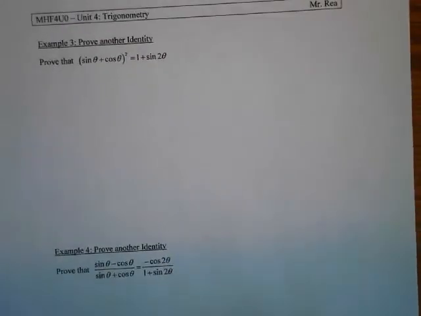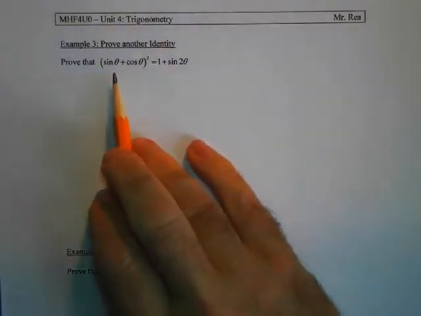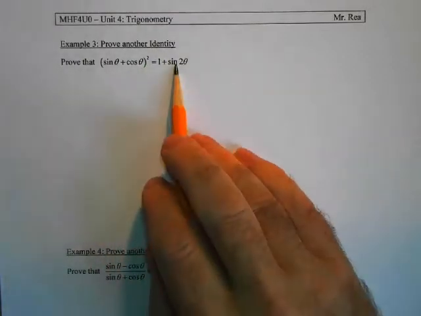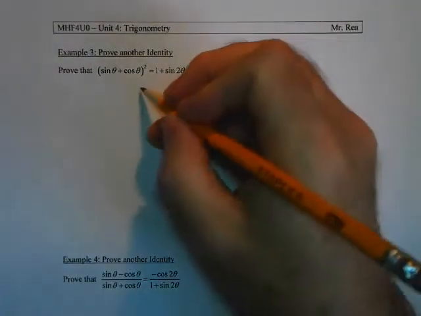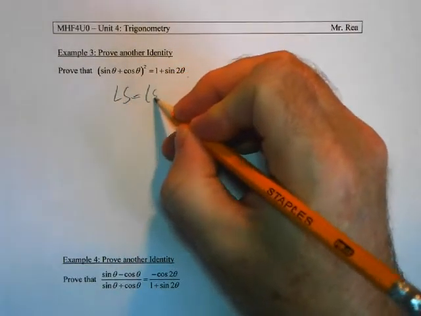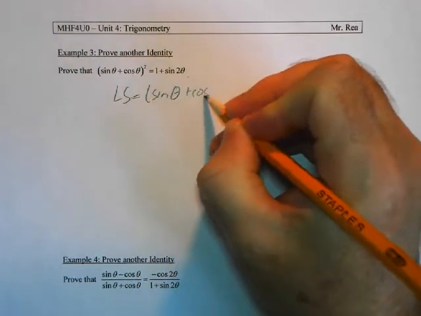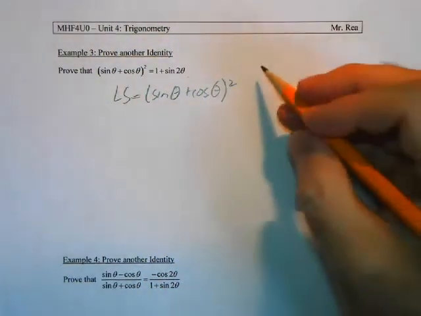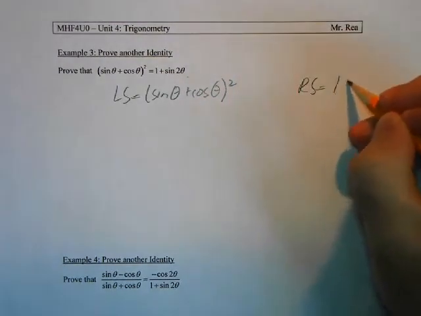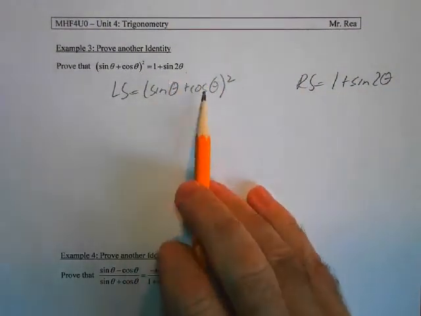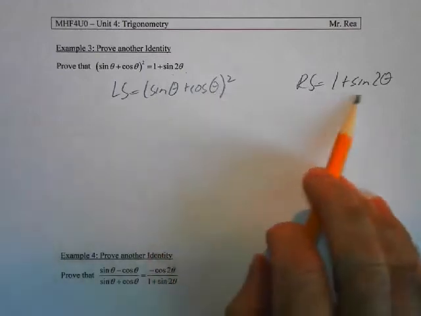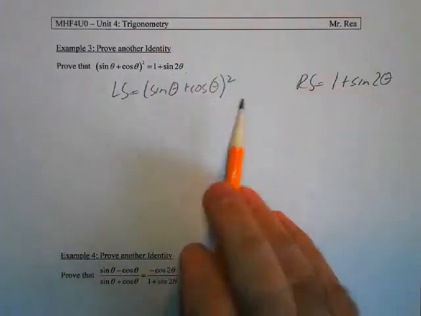So I've got 2 more to do here. Okay, now this one looks a little more complicated. We've got prove that sine theta plus cos theta squared is equal to 1 plus sine 2 theta. Okay, so I'm going to write the left side out here. Sine theta plus cos theta squared. And then the right side over here, 1 plus sine 2 theta. And I would say that this is the more complicated side because I've got something squared, whereas here I just have 2 terms, no denominators on either.